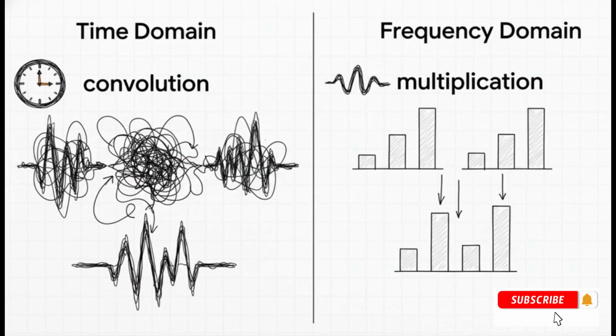And here it is. This is the mic drop moment, the whole reason this is such a game changer. That complicated filtering process, which in the time domain involves a really messy calculation called convolution, becomes simple multiplication in the frequency domain. You just multiply the signal spectrum by the filter's frequency response. That's it. This one trick is what makes so much of modern digital signal processing even possible.